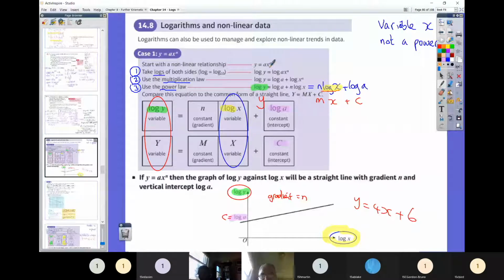So y equals ax to the n. If you could just write that down, that is our starting point for case scenario 1. Now, what are we going to do? We're going to take logs on both sides. So log y equals log ax to the n.